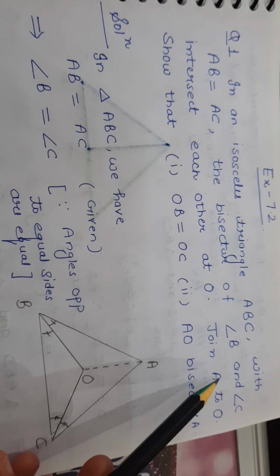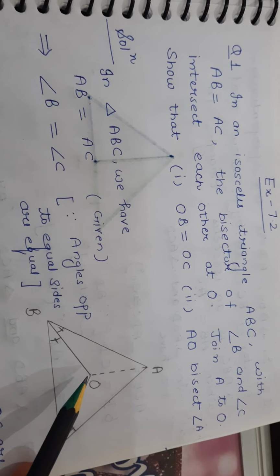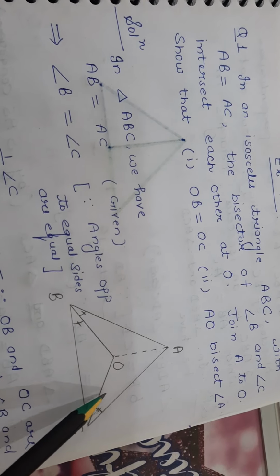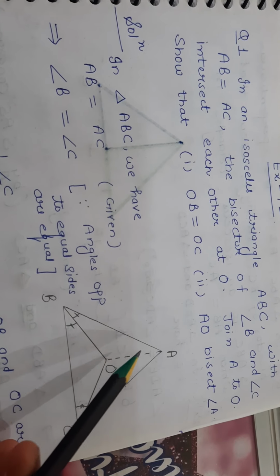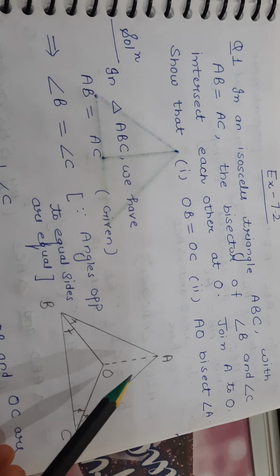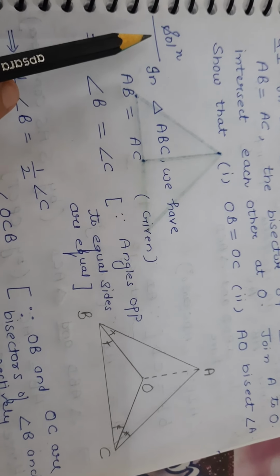The next thing is join A to O. Then in the first part you need to prove OB is equal to OC and AO is bisecting angle A. That means you need to prove these two angles are also equal. Now look at the solution part.